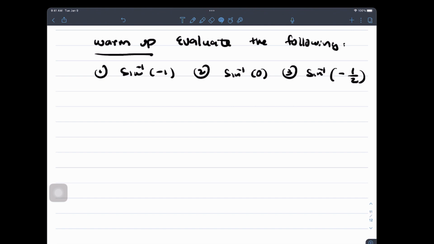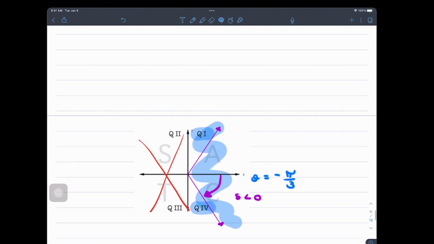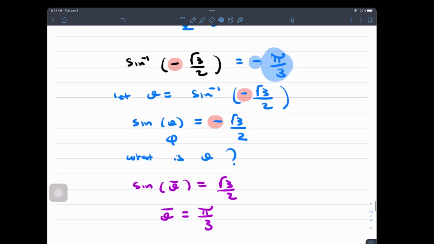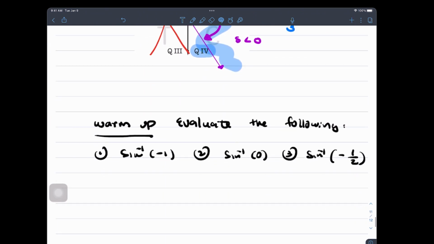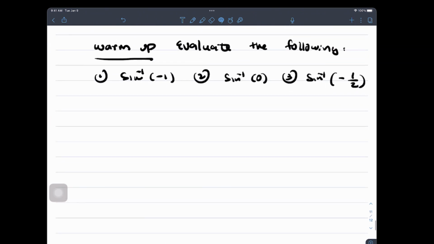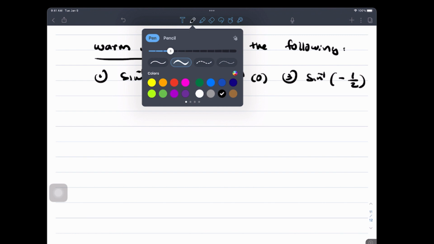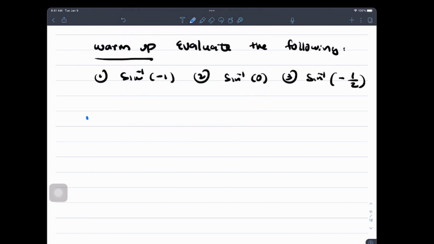All right, ladies and gentlemen, let's try these out. Remember, this is really centering on the world of inverse functions. This is where we left off. To remind you, there's a process for every one of these. For step 1, you'll let theta be inverse sine of negative 1. You're going to do that for all of these.